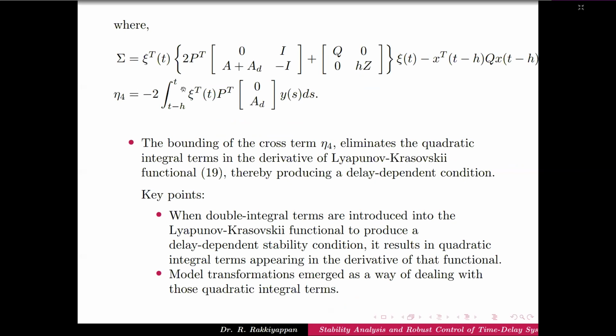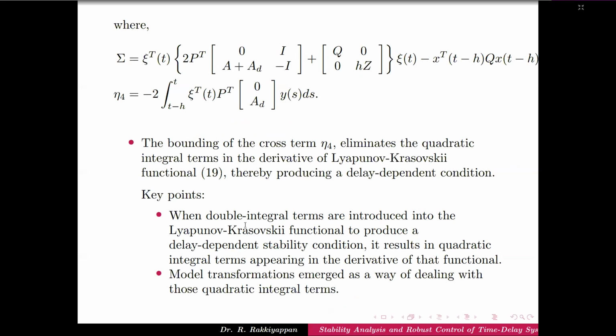So here also we can have a bounding of cross terms. Eta 4, we have to eliminate this term, the quadratic integral term in the derivative of the Lyapunov-Krasovskii functional 19, thereby producing a delay dependent condition. While eliminating this term, the delays can appear in the linear matrix inequalities. So these are the observations.